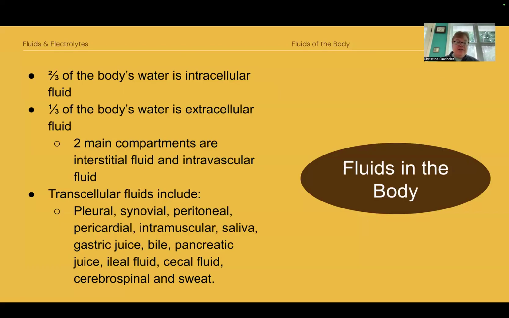Bile in your intestine. Pancreatic juice from your pancreas, obviously. Ileal is in the ileum of the intestine. Cecal is within the cecum into the large intestine. Cerebrospinal, obviously, is in your CNS, and then sweat. Most of these stay within the body. Obviously, sweat does not, that is excreted from the body.